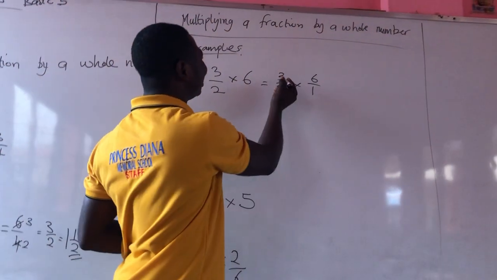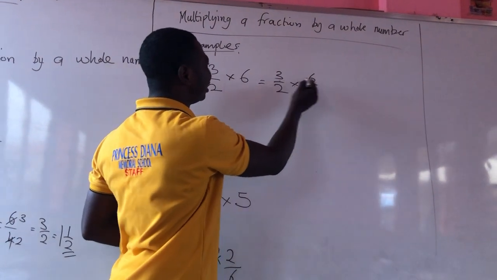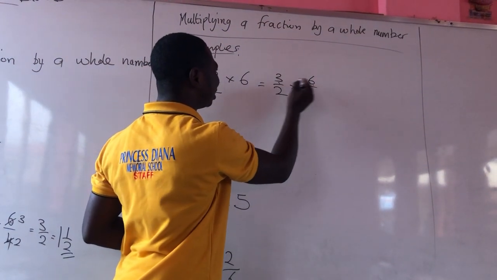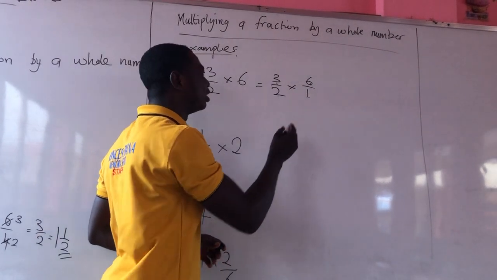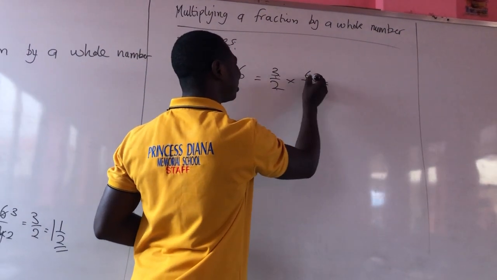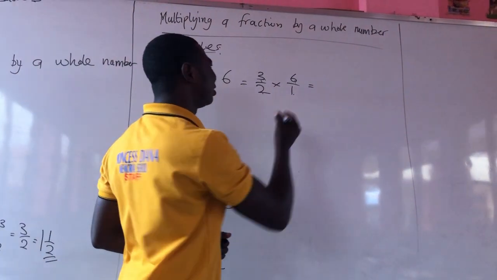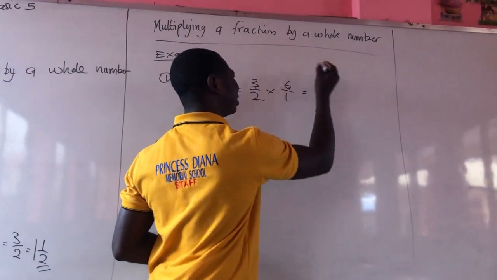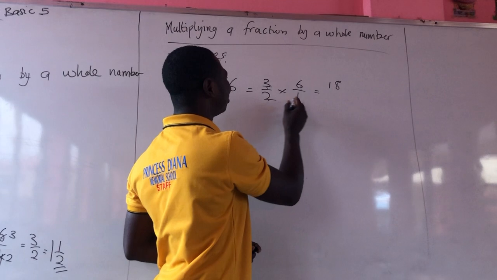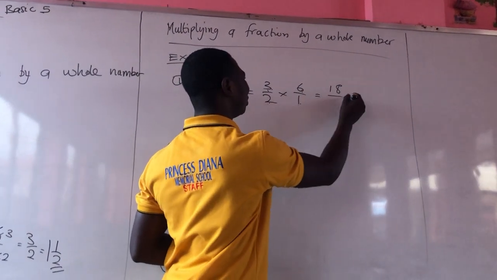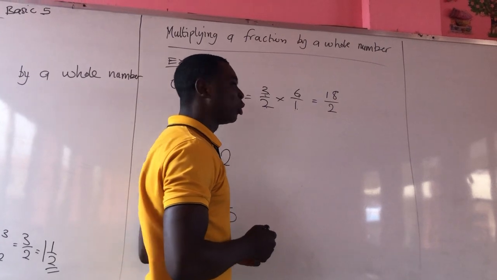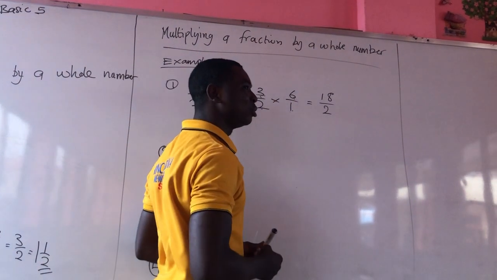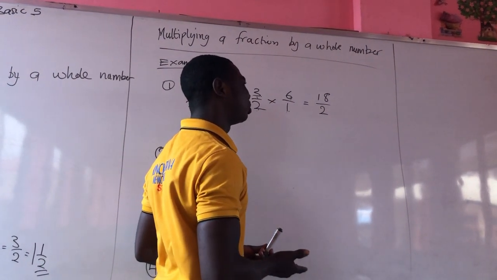So quickly, we know that it's 3 times 6, that is numerator times numerator, denominator times denominator. The same thing. So what should we do now? 3 times 6, which is 18. Very good. 2 times 1 is also 2. Look at this small boy carrying a big load like this. Isn't good? No. So what should we do?